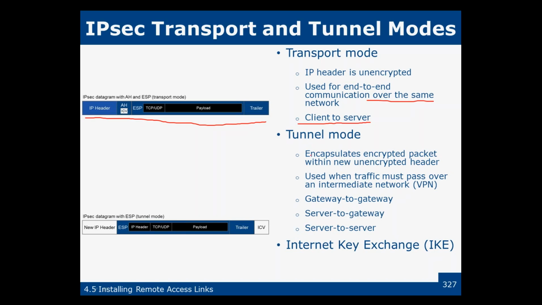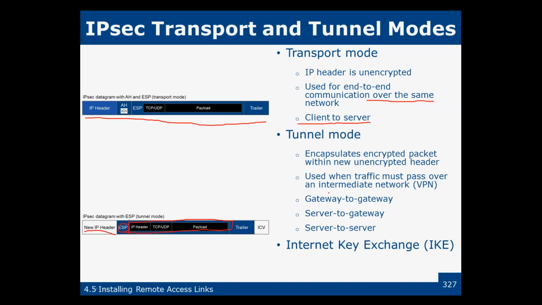Tunnel mode encapsulates the encrypted packet within an encrypted header. So in this one we have our original IP header and everything else, and this all becomes encrypted. And we have the Encapsulating Security Payload. We'll put a new IP header, an unencrypted header, on it so that it can get through the routers.